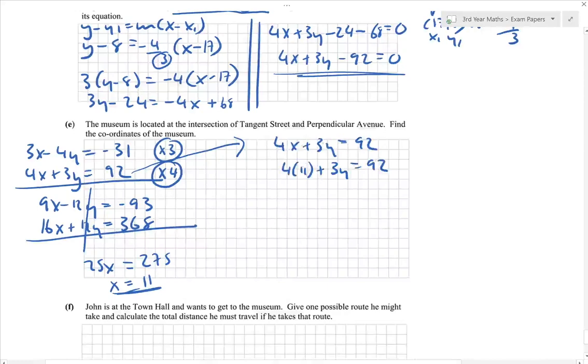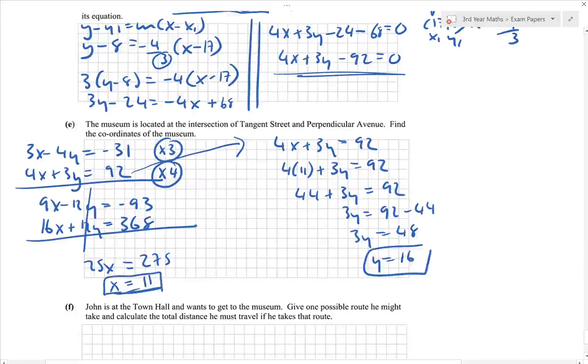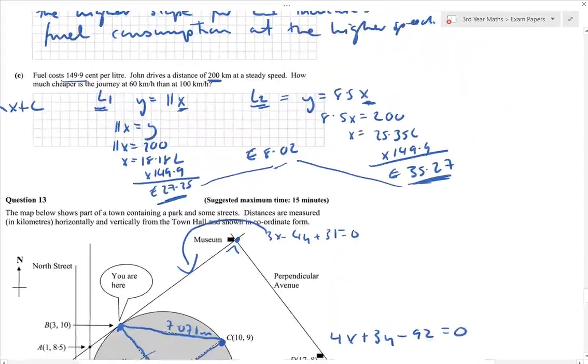So solving for y, that's 44 plus 3y is equal to 92. 3y is equal to 92 minus 44. 3y is equal to 48. y is equal to 16. So the coordinates where tangent street and perpendicular avenue meet are at 11 and 16. Okay, so that there is 11 and 16.